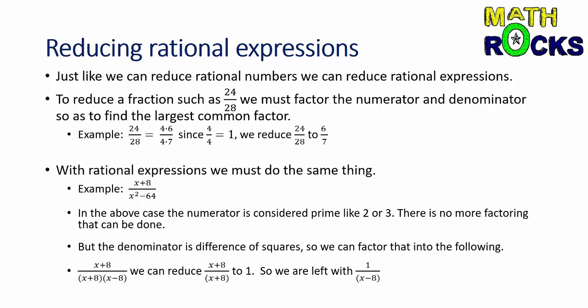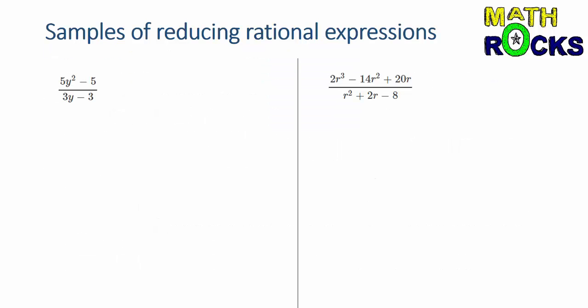Now, we can cross out the x plus 8 over the x plus 8. Again, that equals 1. So we are left with a 1 in the numerator over x minus 8 in the denominator. Now we're going to do a couple of samples of reducing rational expressions. Let's begin with the problem on the left.